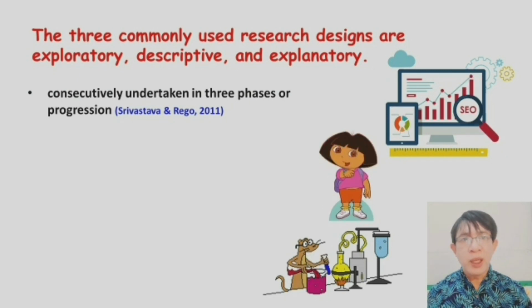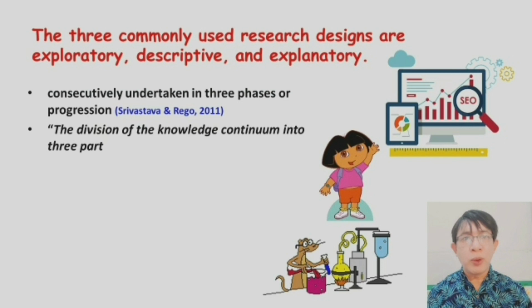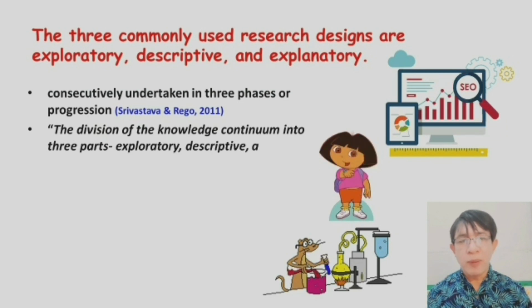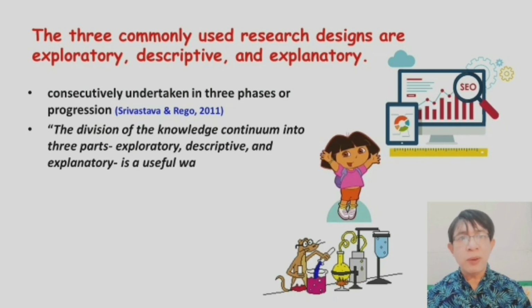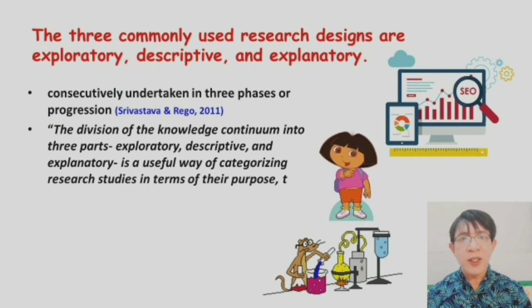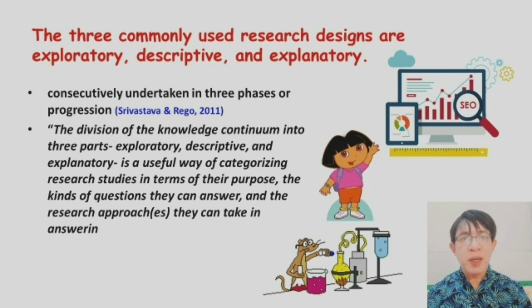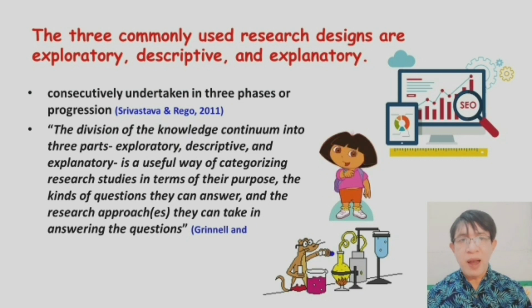This typology is expounded by Grinnell and Unruh, and the division of the knowledge continuum into three parts, exploratory, descriptive, and explanatory, is a useful way of categorizing research studies in terms of their purpose, the kinds of questions they can answer, and the research approaches they can take in answering the questions.